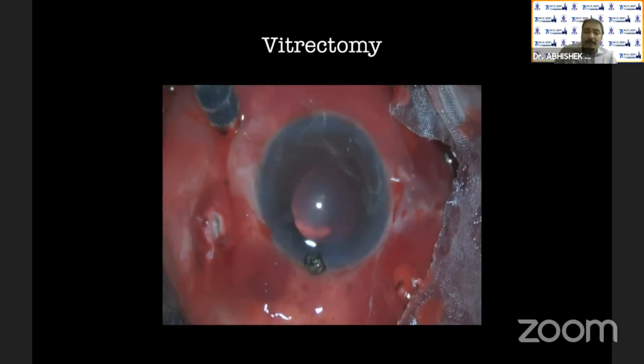So this is another point that I want to make. You don't need to do everything in a single go, especially in cases of fulminant endophthalmitis or in cases where the view is really bad. You can do a staged surgery.